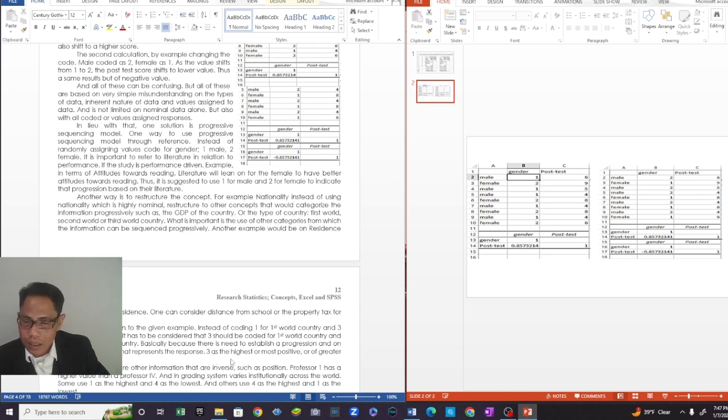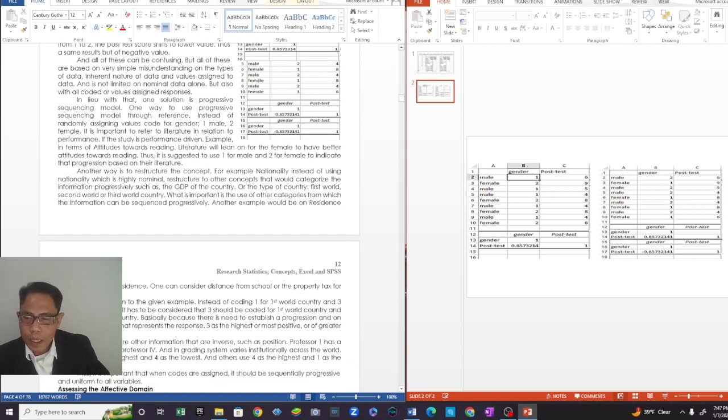3 is the highest or most positive or the greater value, and 1 the least. In fact, there is other information that is inverse, such as Professor 1 having a higher value than Professor 4, and the grading system varies institutionally across the world.